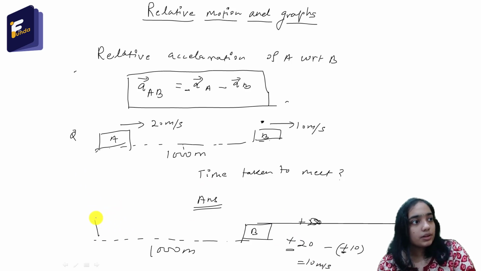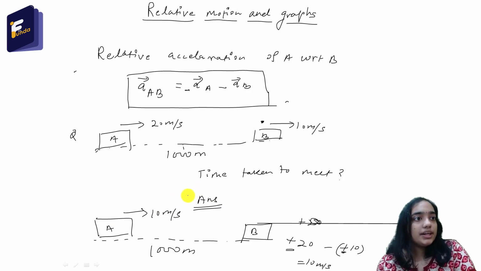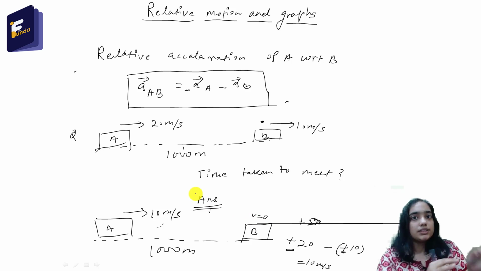So for B, the new situation will be that A is moving at the speed of 10 meter per second towards the right, and B is at rest. So this question has been reduced to a simpler version.